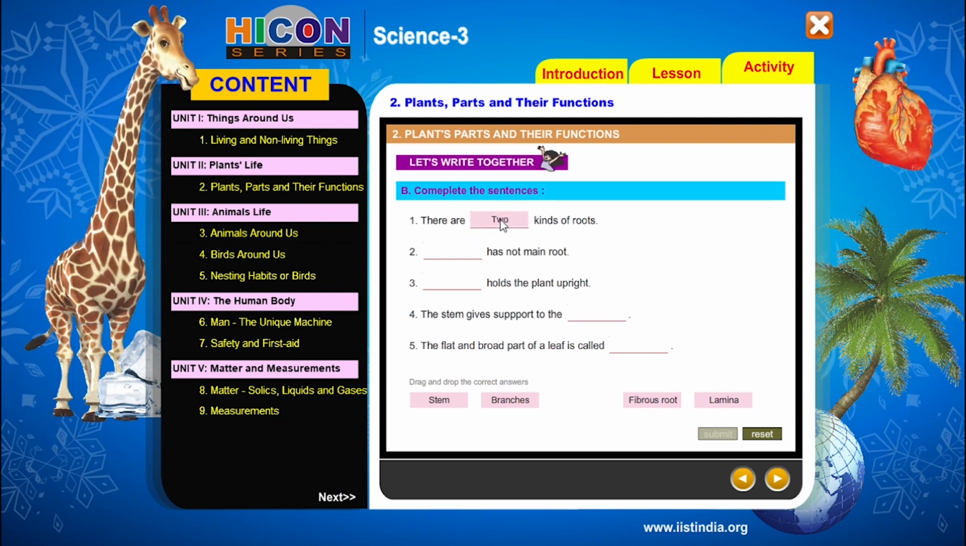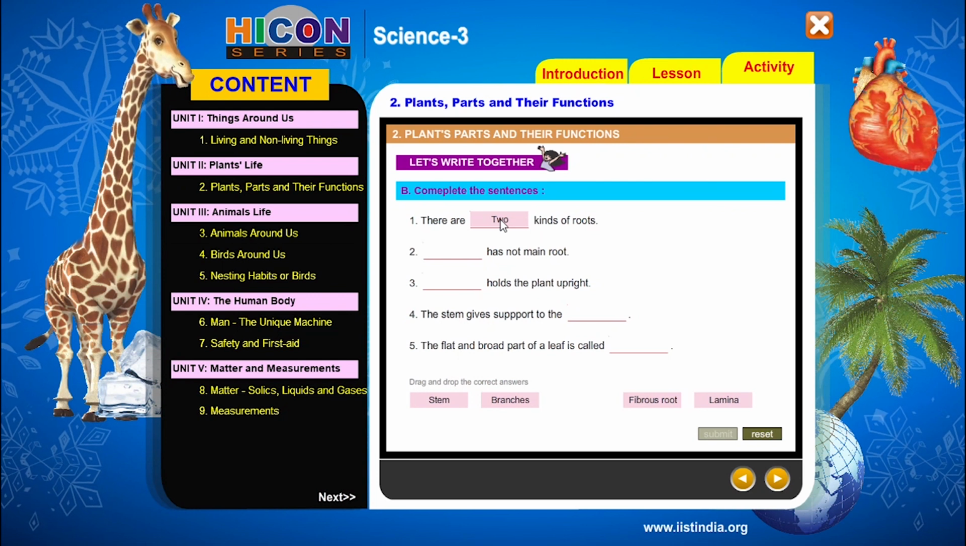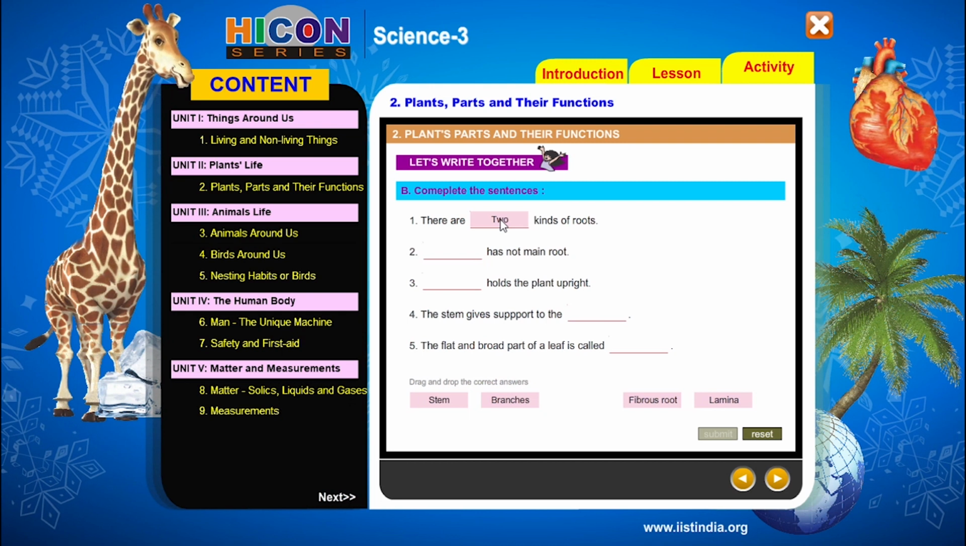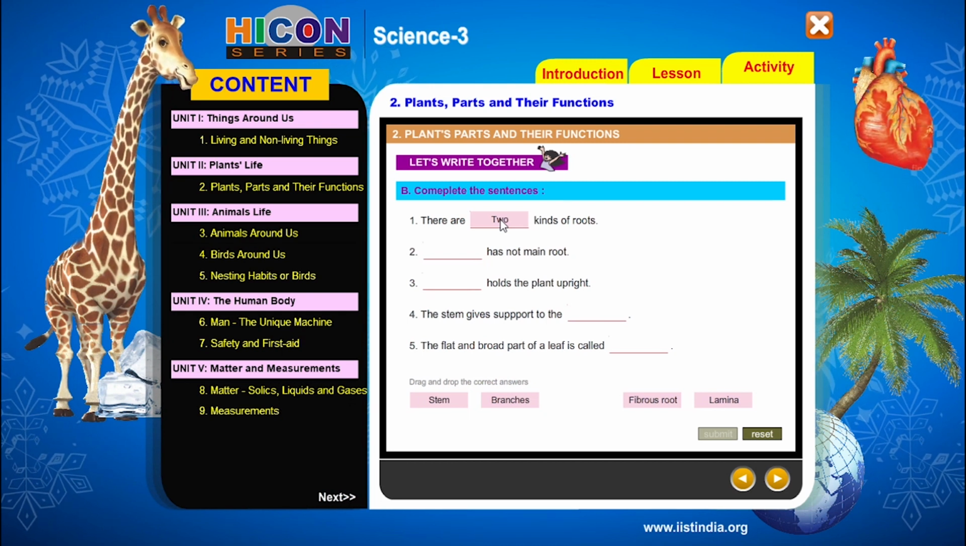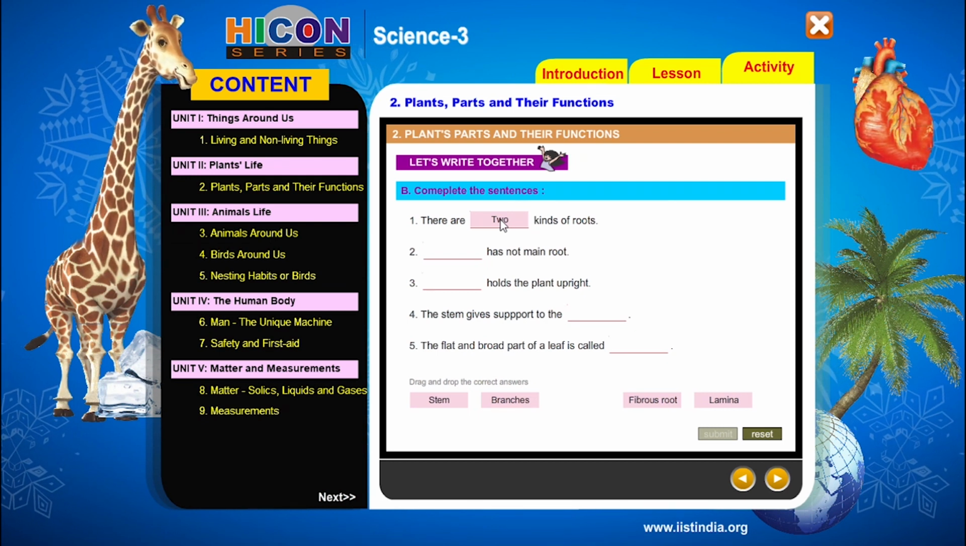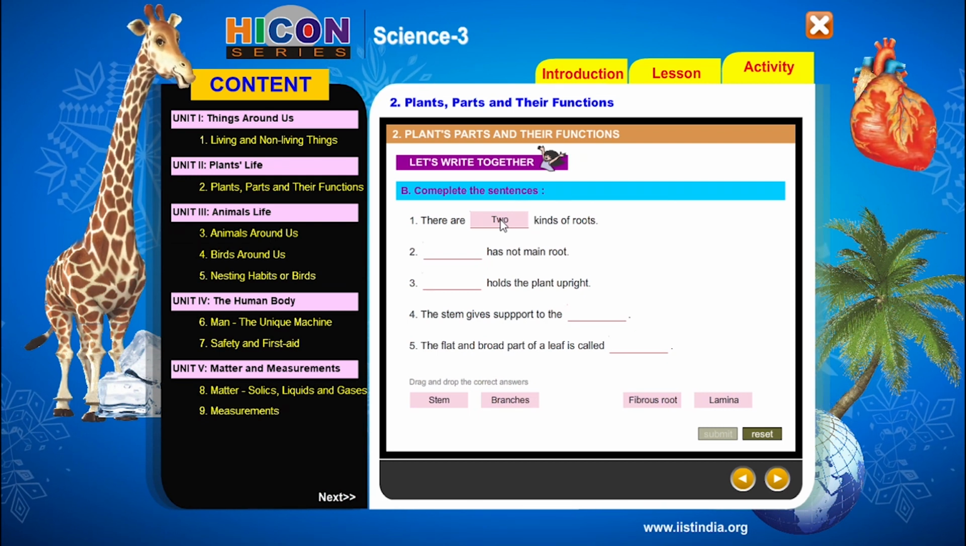So write 2 in the first blank. So 2 is the correct answer. So the sentence is there are 2 kinds of roots. So children, read the second sentence. Dash has not main root. So which type of root has not main root?